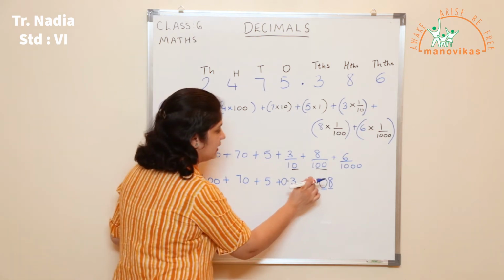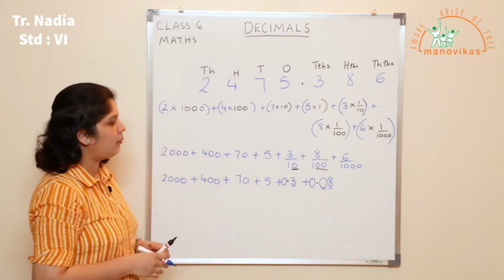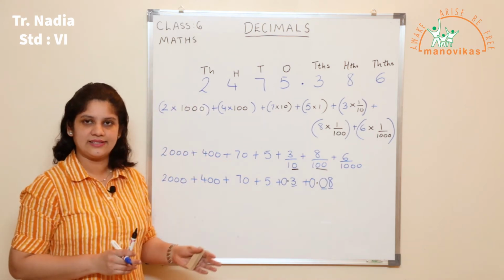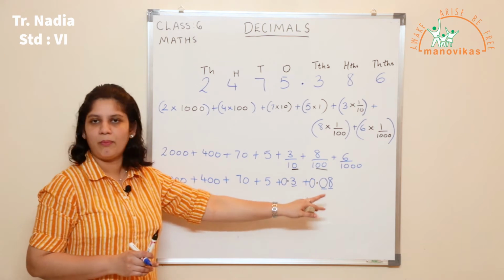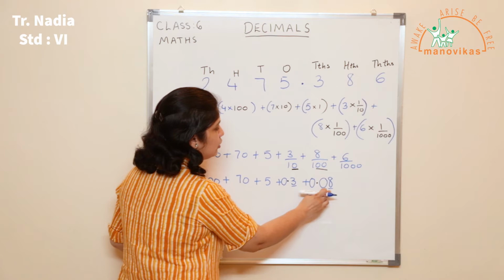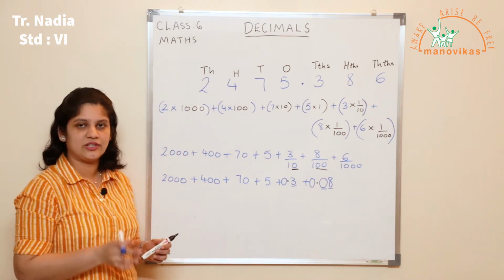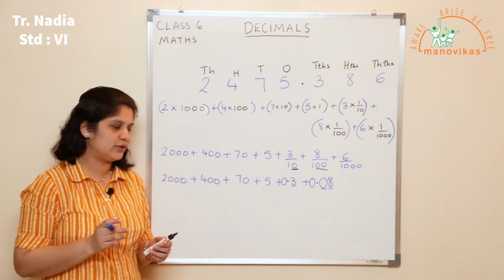You need a digit over here. Since there is no digit, you can put 0. So 8 upon 100 is written in the decimal form as 0.08. There are 2 zeros in the denominator, so 2 decimal places. If you do not have sufficient decimal places, put zeros.